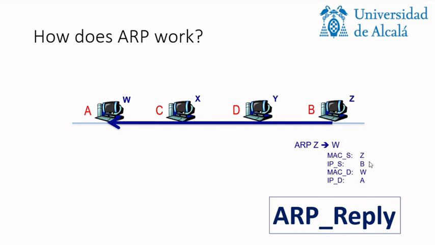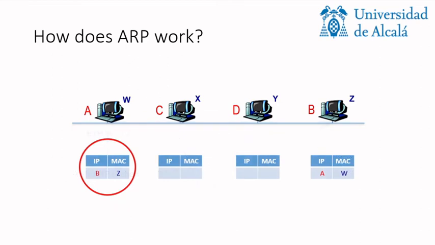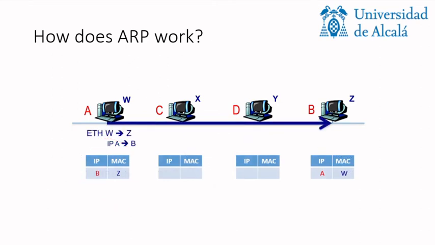Inside the reply we have all the information. In this case, the reply will traverse the network, and C and D will not even receive it because it's a unicast frame. Finally, A saves it in its ARP cache, and then after saving it, they can send the information right away and communicate as usual.